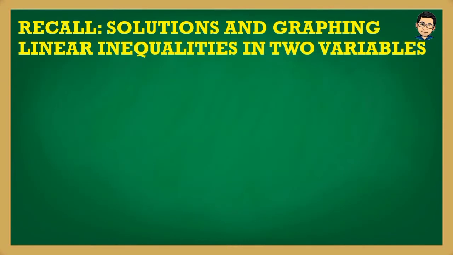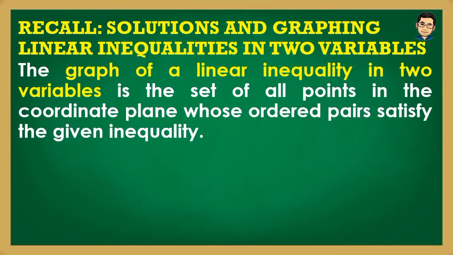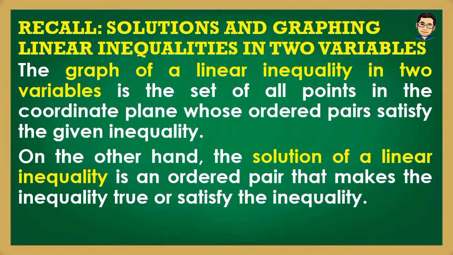So let us recall solutions in graphing linear inequalities in two variables. It is a recall, which means we already discussed it in the previous video lesson. The graph of a linear inequality in two variables is the set of all points in the coordinate plane whose ordered pairs satisfy the given inequality. On the other hand, the solution of a linear inequality is an ordered pair that makes the inequality true or satisfies the inequality. I taught you the steps in graphing a linear inequality, so let's apply them again, but this time using word problems.